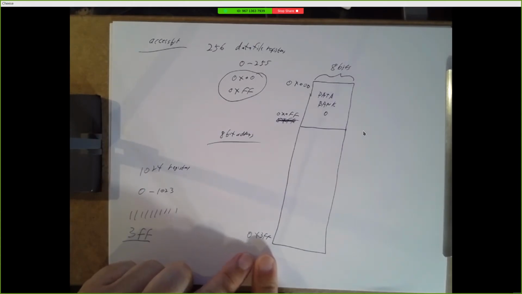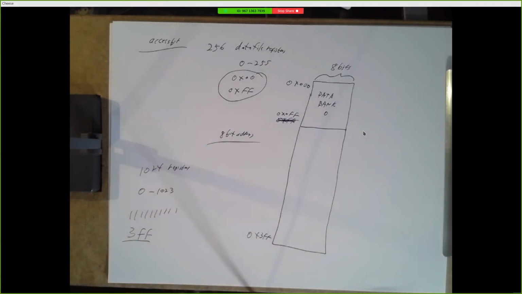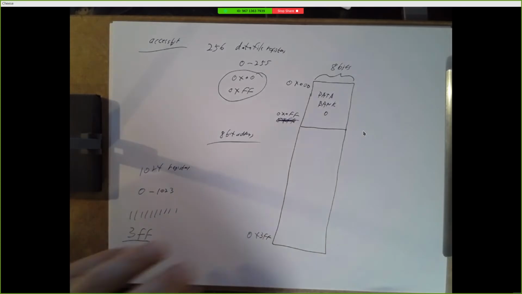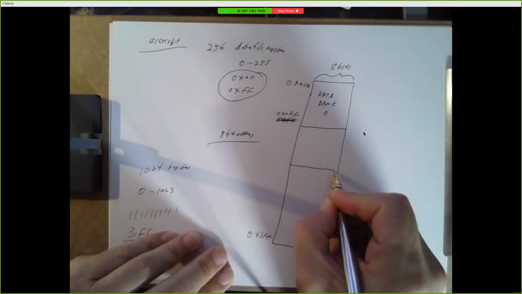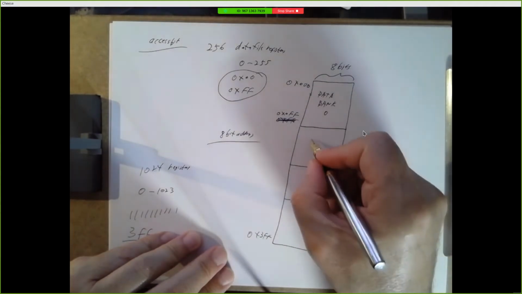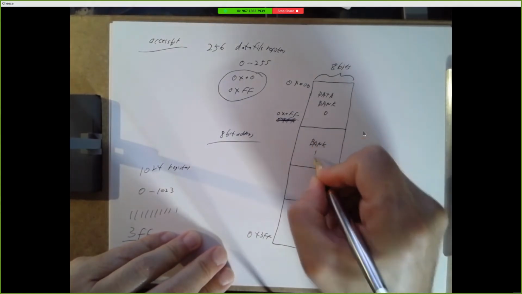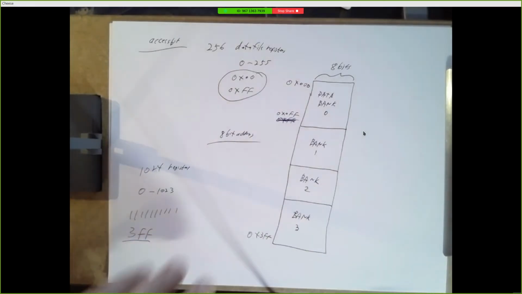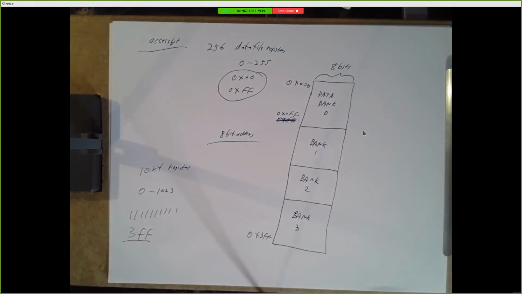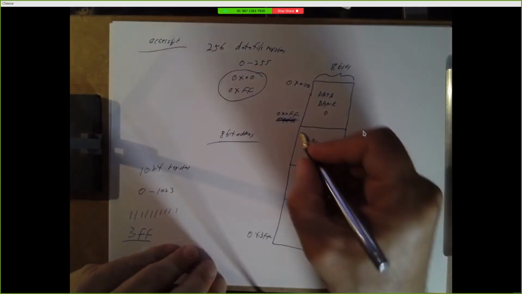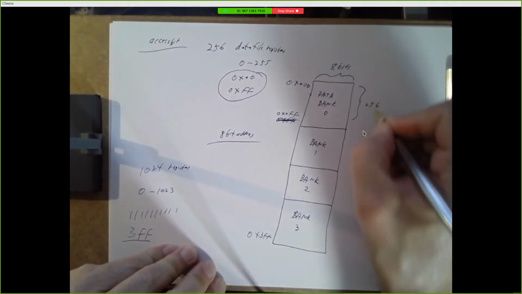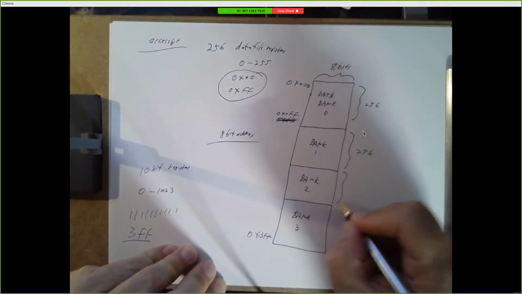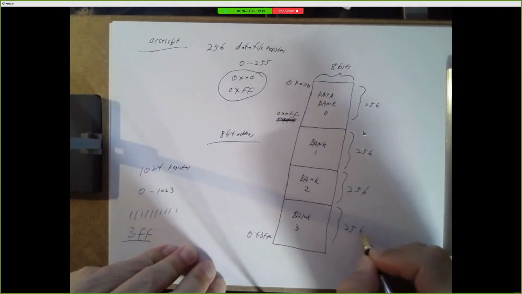Okay, this is a fundamental problem. So I'm going to break my memory up into a bunch of chunks. What the PIC processor calls a bank, a data bank. And each of these banks holds 256 file registers. So this is 256 locations. This is another 256. This is another 256. This is another 256.